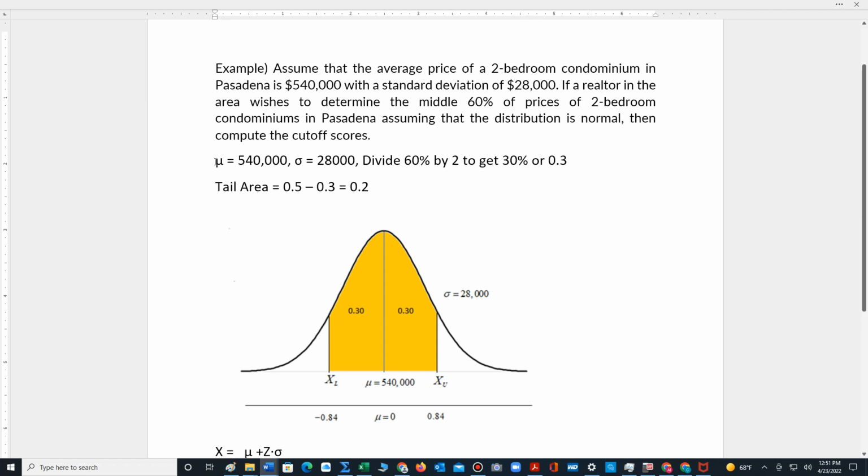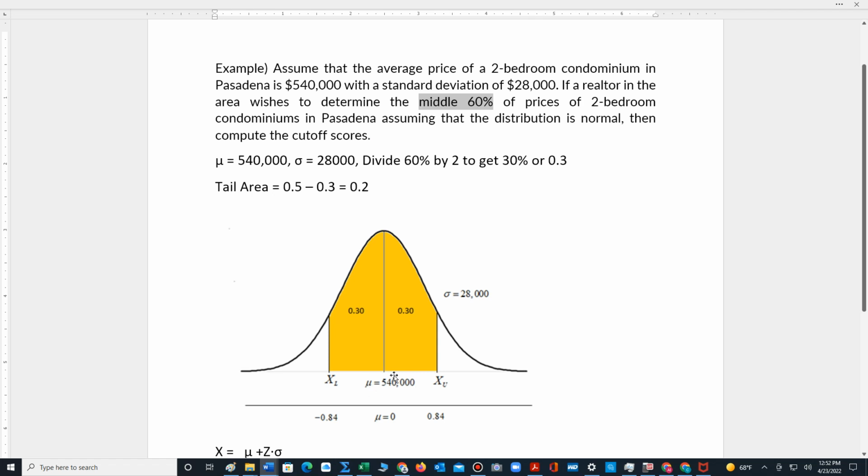First of all, let's identify the mean. The mean is 540,000. Next, we identify the standard deviation, 28,000. And when the middle 60% is stated, that informs us to take the percentage, divide by 2, to compute 30% or 0.3. That means we measure off an area of 0.3 to the left and to the right of the mean. The mean is located at the center.